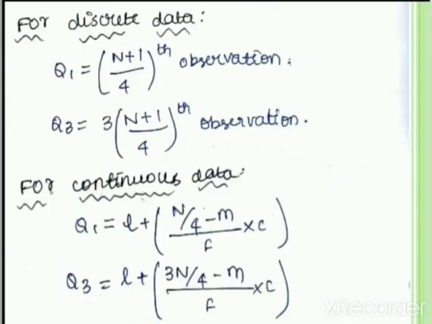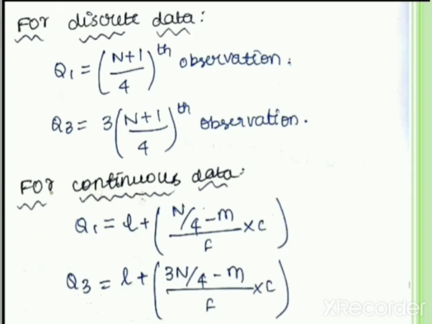For discrete data, our first quartile formula is Q1 is equal to capital N, which is total frequency, plus 1 divided by 4th observation. Our Q3 formula is 3 of (capital N plus 1) by 4th observation. For continuous data, our first quartile formula is L plus (n by 4 minus m) divided by f into c. We know this formula. We have used this formula in median. Our median formula is M is equal to L plus (n by 2 minus m) divided by f into c for continuous data.